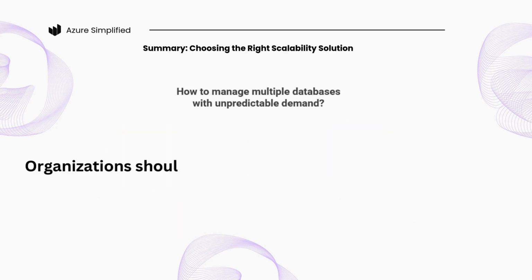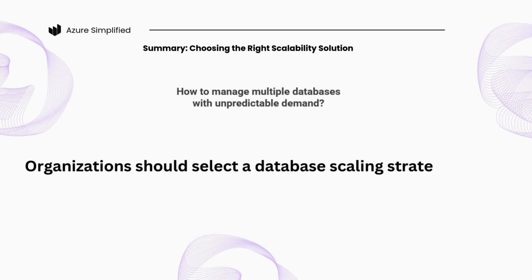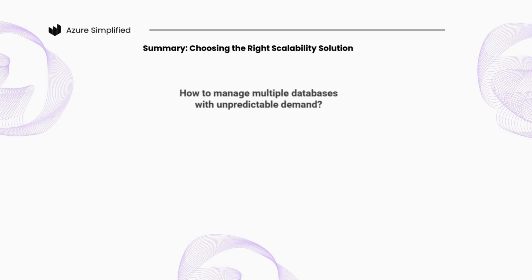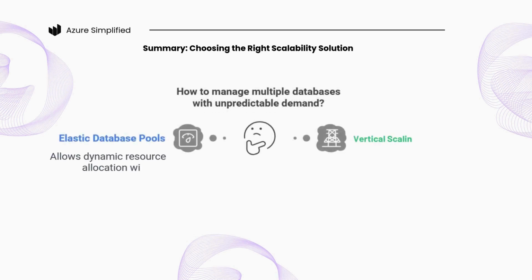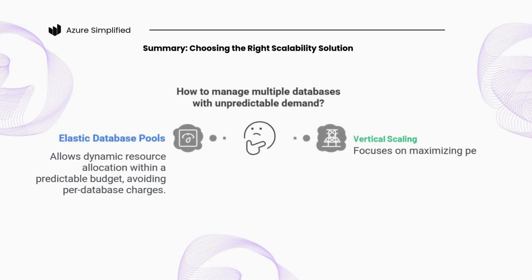Summary: choosing the right scalability solution. Organizations should select a database scaling strategy based on specific scenarios. Managing multiple databases with unpredictable demand: elastic database pools and vertical scaling.